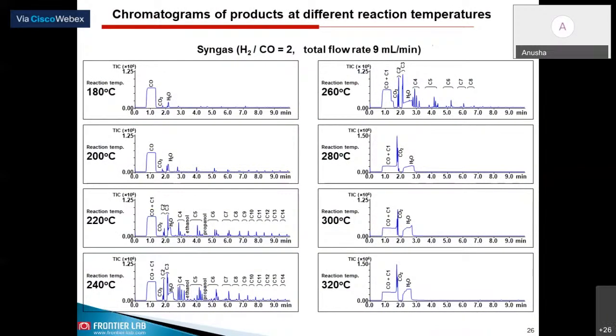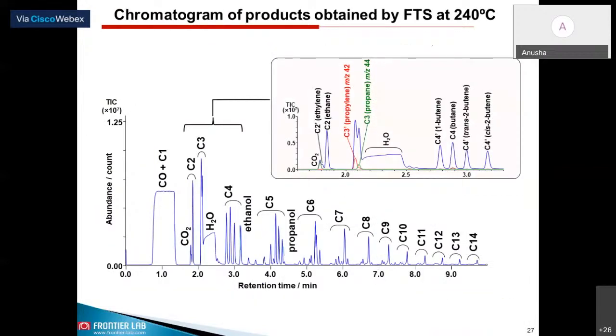So here you can see the chromatograms of products obtained at different reaction temperatures, from 180 to 320. As I've already told you, 180 to 300 is the optimum. You can even see the clear elution of the olefins and paraffins here. Upon this, we have concentrated at 240 degrees temperature. You can see here mainly the hydrocarbon products, I mean olefins and paraffins, and also CO2, H2O, alcohols, and some unreacted CO have been observed at 240. Very clearly you can see the peaks, and we also labeled them at the top, so you can clearly see C3 and also some CO appearing here.